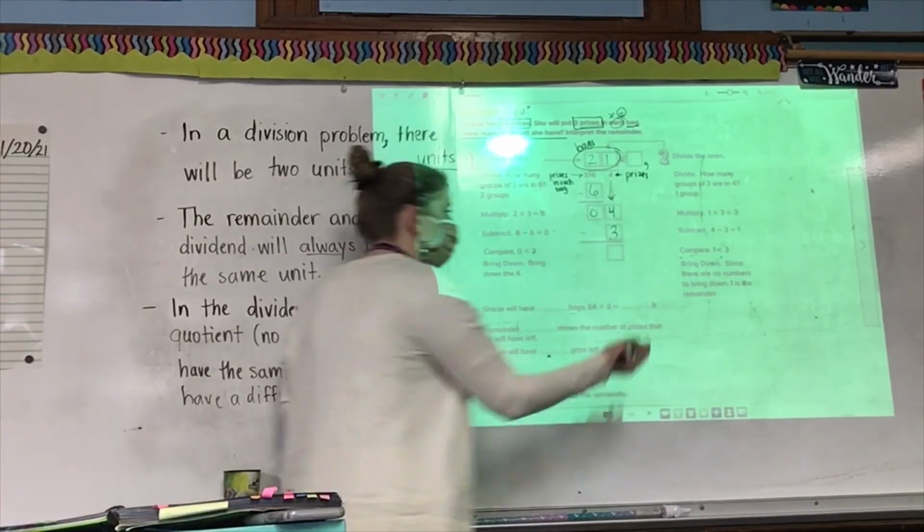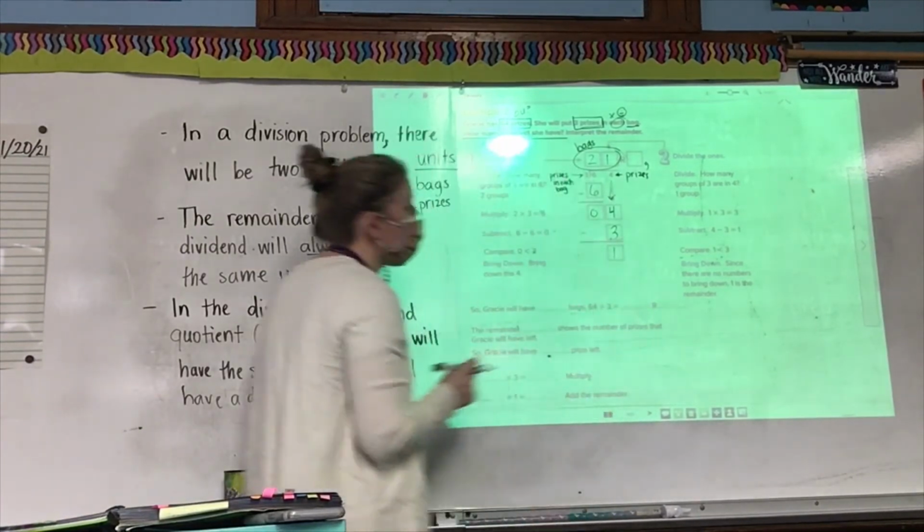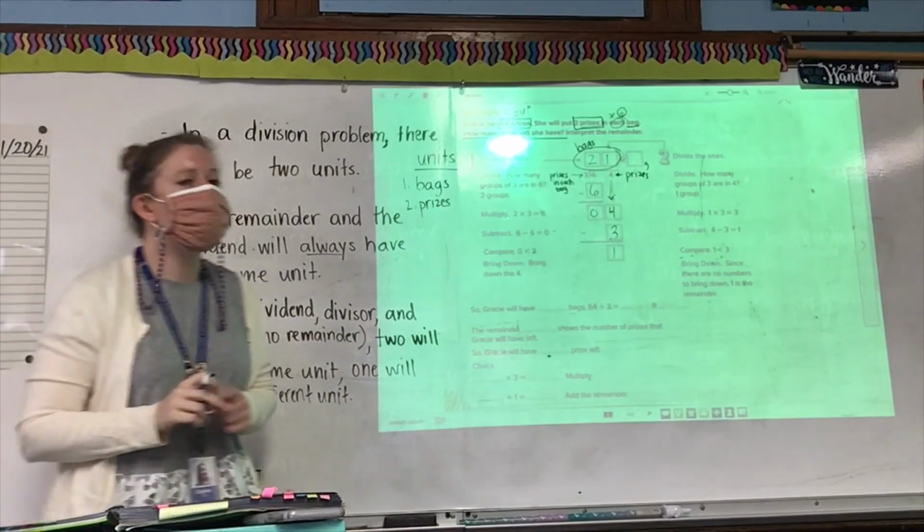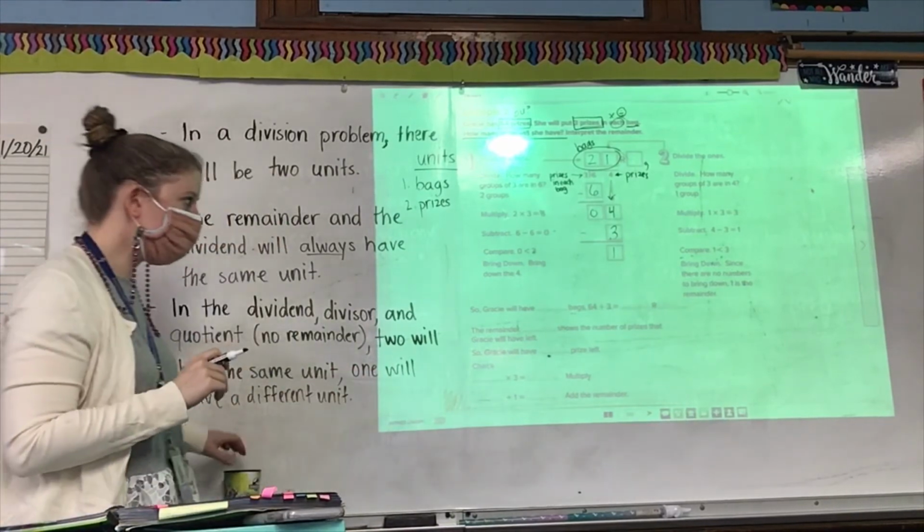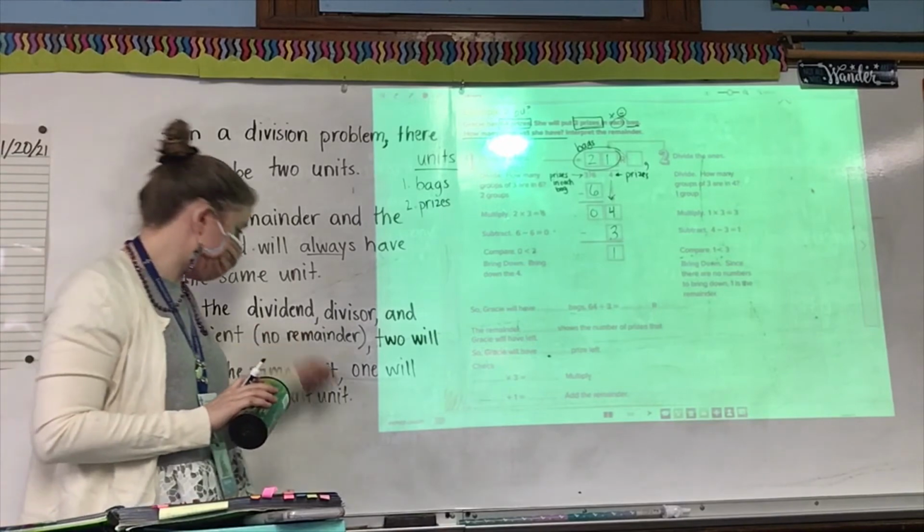1, because the answer to my multiplication was 3. My new dividend was 4. 4 minus 3 is 1. Okay, next, I need to check for something to bring down.